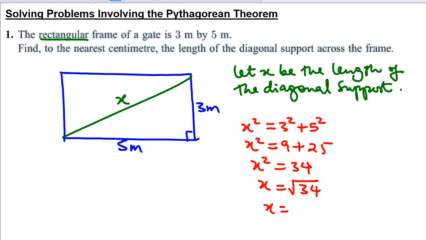which is equal to 5.83 meters. But they want us to find the answer to the nearest centimeter, which will be equal to 583 centimeters. Okay, so remember the first step is draw a diagram and then use the information that you're given to find what you're supposed to find.